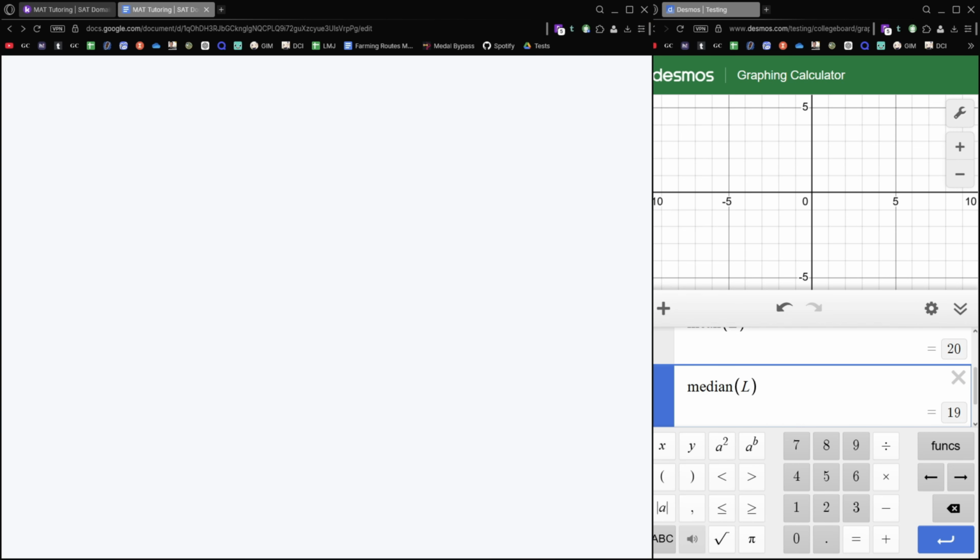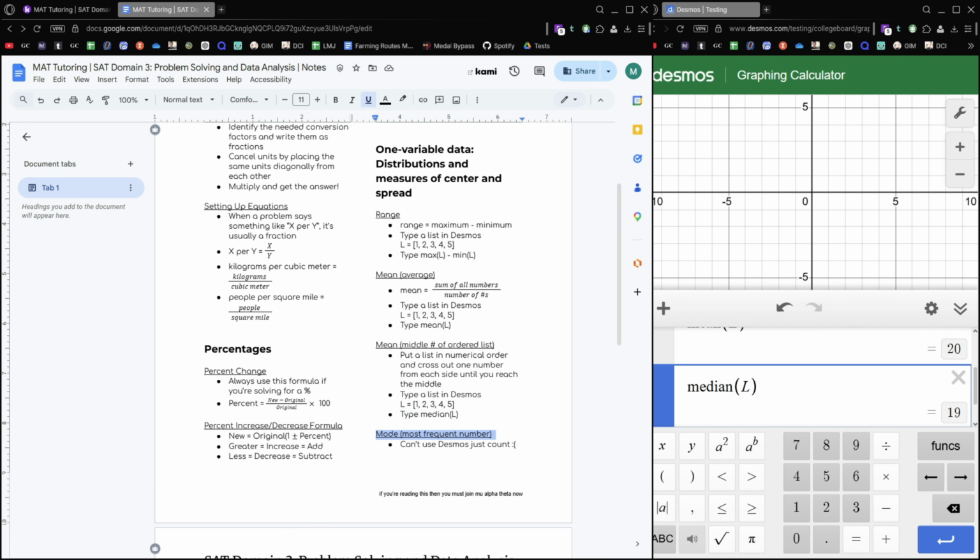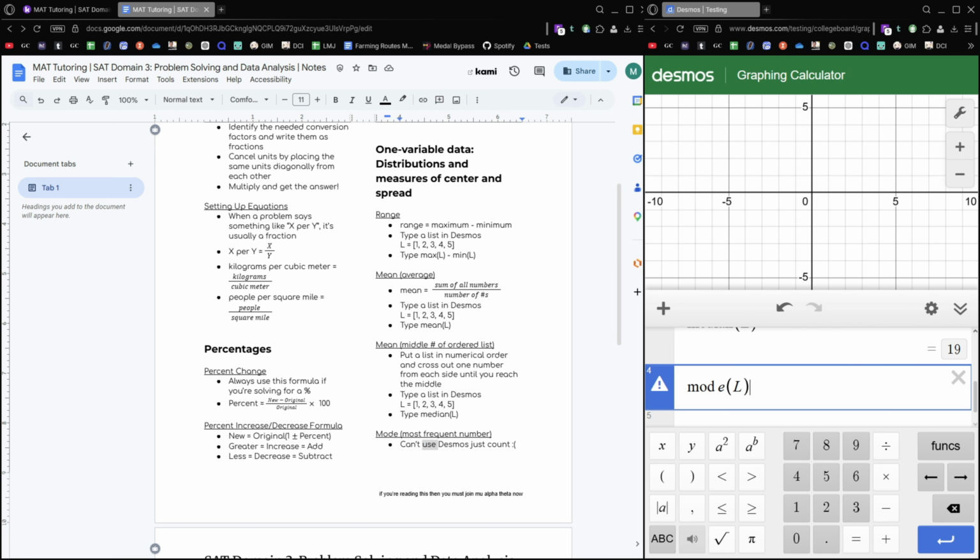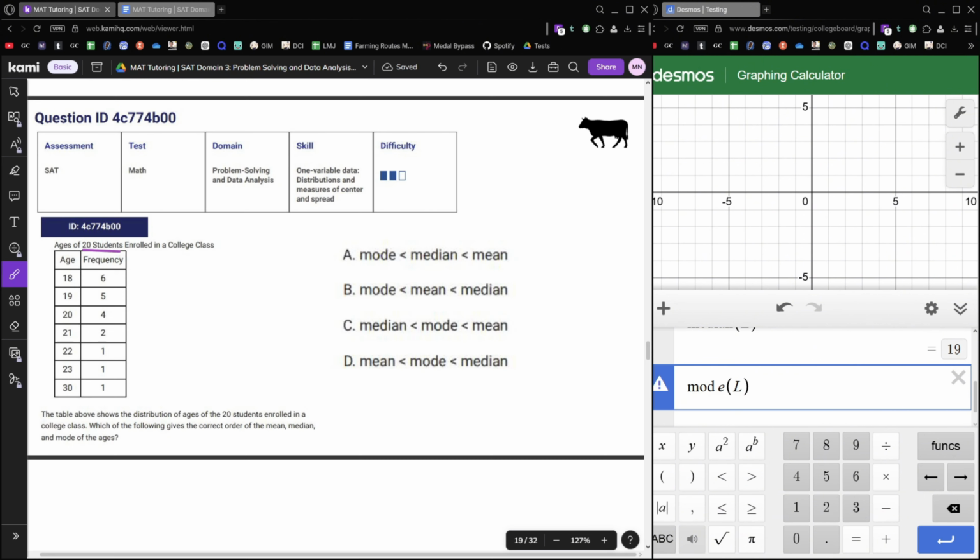Let's take a look at our notes. The mode is the most frequent number, and unfortunately you cannot use Desmos. If you type in mode, nothing will happen. Now this is going to be really easy. Usually you would have to just count, but in this question, it gives you the frequency. What's the most frequent number? Well, maybe the one that has the greatest frequency. And of course, the answer would be 18 because it has a frequency of 6.